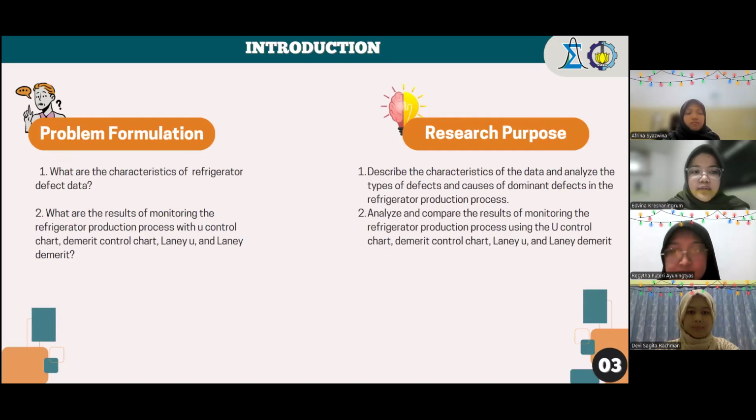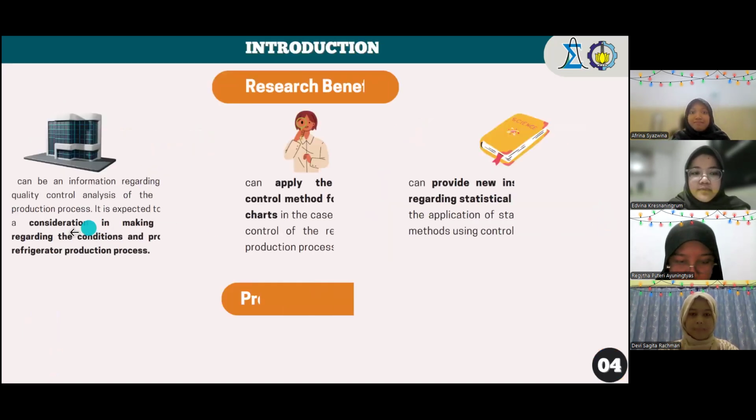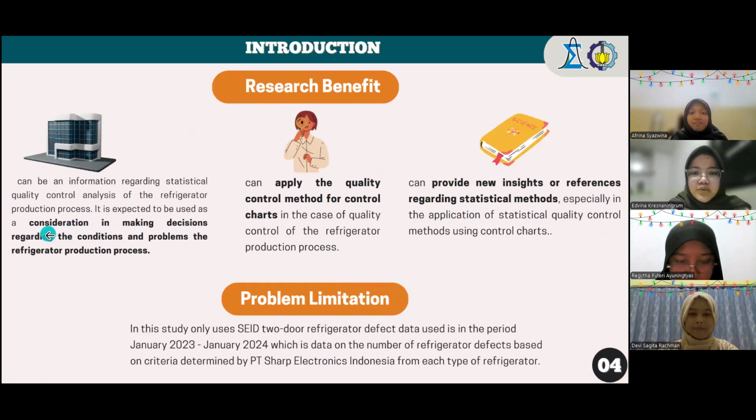Based on the background that has been described regarding statistical quality control on refrigerator production, the problems that will be discussed in this study are as follows. First, what are the characteristics of the refrigerator defect data? And second, what are the results of monitoring the refrigerator production process with the U control chart, demerit control chart, Lenny U, and Lenny demerit?